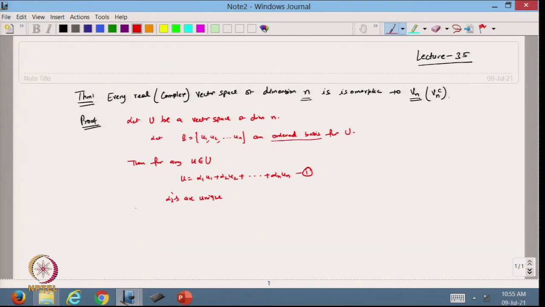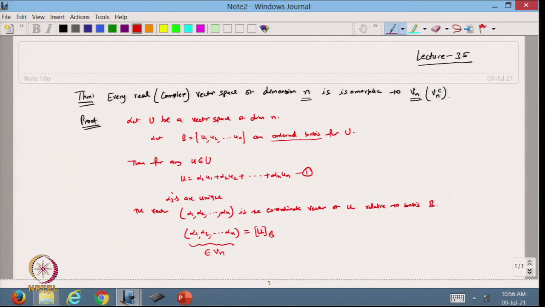Now from here we also know the vector (alpha 1, alpha 2, ..., alpha n) is the coordinate vector of u relative to basis B. So this is a vector, and I can write this as [u] with the base B. This vector belongs to Vn, because its elements come from the field, so they are real numbers.